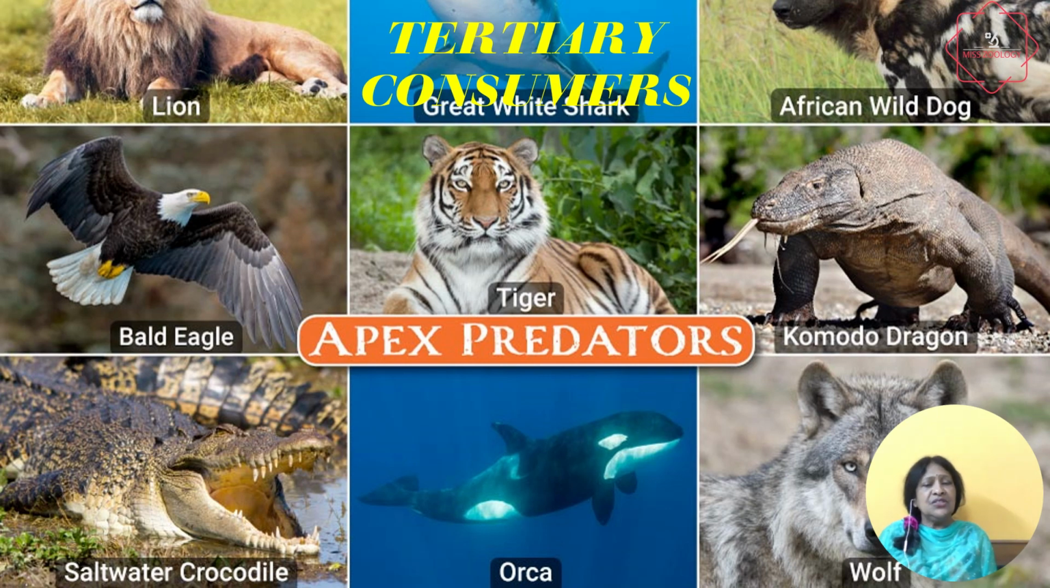Next comes the tertiary consumers. Tertiary consumers feed on the secondary consumers. They too are carnivorous, and among the carnivores, there will be larger carnivores as compared to the secondary consumers. Next, we may have apex predators who too will be carnivorous organisms.